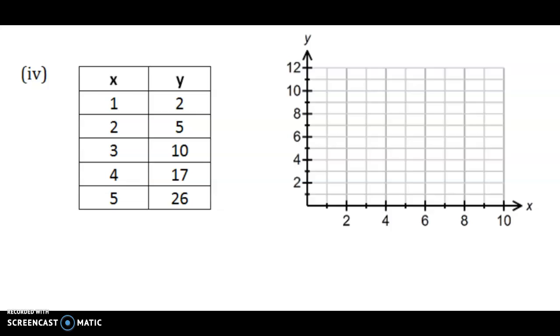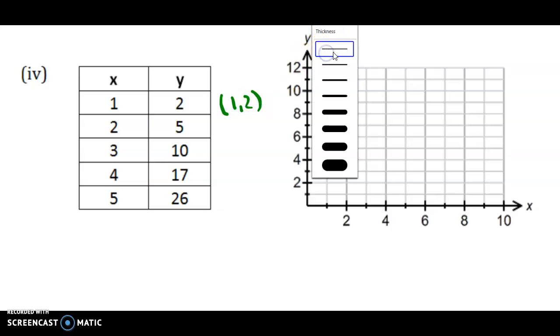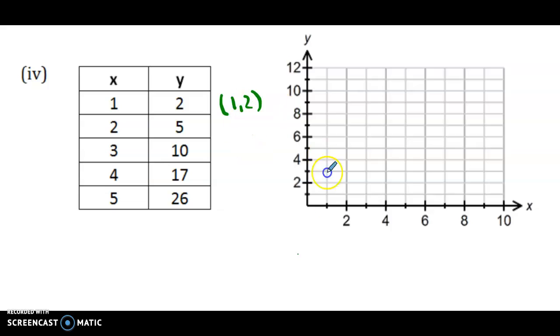Let's look at example 4. In example 4, we have our table of values. From there, we're going to get our points again. Remember, this is the point 1, 2. So on my graph, I'm going to go right 1 and up 2 and plot my point.